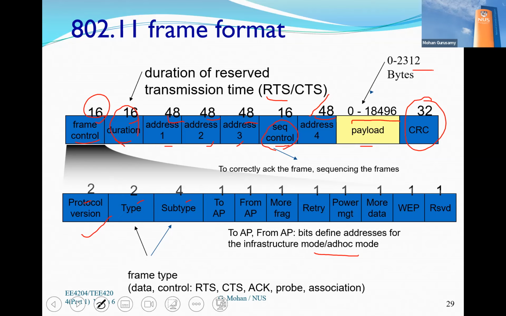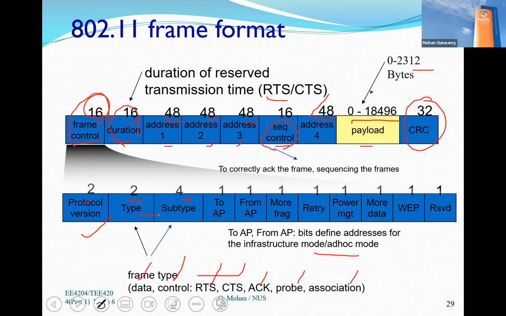If you look at the first 16 bits, it's called the frame control. The first 2 bits are the protocol version, and of the next six bits, 2 bits represent the type and 4 bits represent the subtype. Basically, they tell whether it's a data frame or a control frame, or within that, whether it is an RTS, CTS, or acknowledgement frame, or a probe request, probe response, association request, or association response. Just as we have seen in the scanning method. So these bit combinations will tell what type of frame it is.